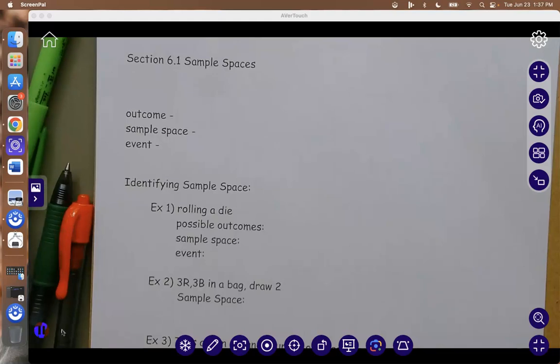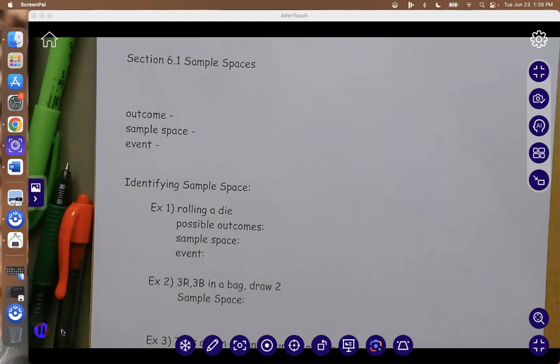Okay, so our first definition is, give me one second. Pens are starting to run out of ink, so I want to get a new one.